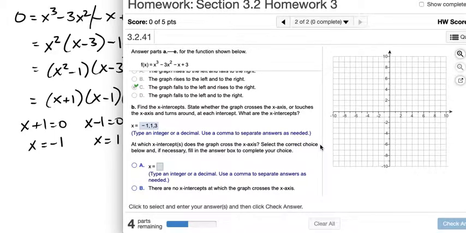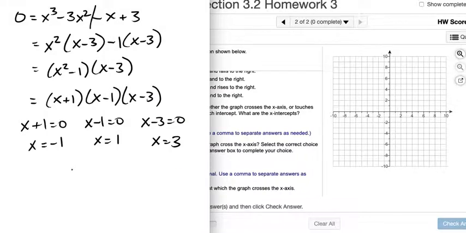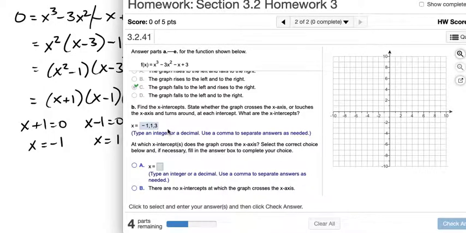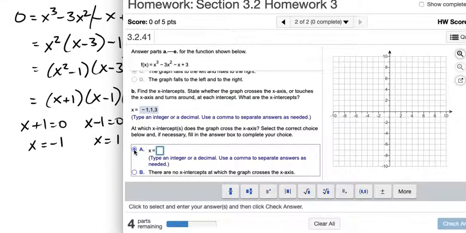So now we want to look at the multiplicity and determine where the graph crosses the x-axis and where it touches and turns around. Now going back to my factoring, each of these factors has a multiplicity of 1 because there's no exponents on any of the sets of parentheses. They all have multiplicity of 1, which means that the graph is going to cross at all 3 points. So it's going to cross the x-axis. I'm going to choose A and then type in all three values, -1, 1, and 3.